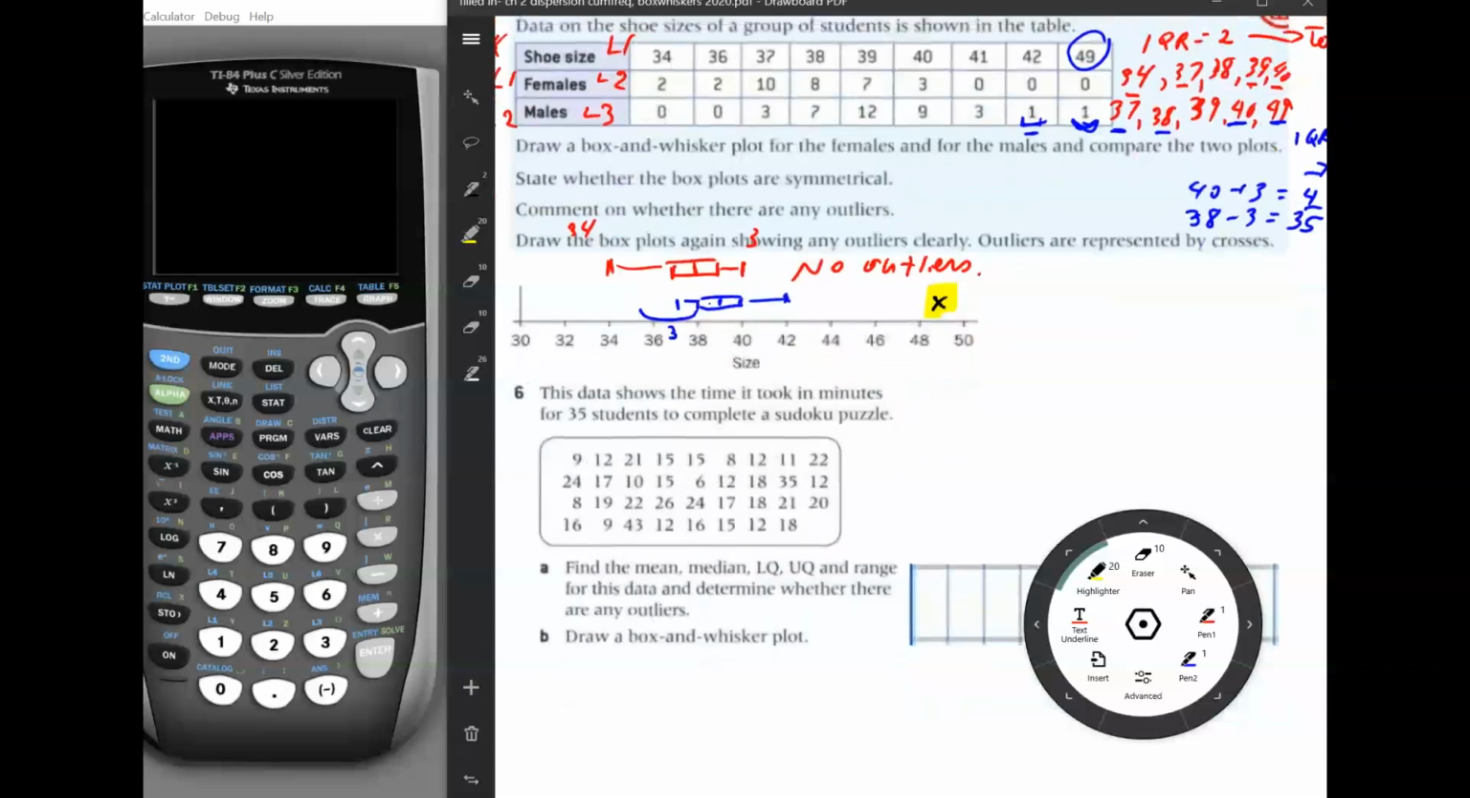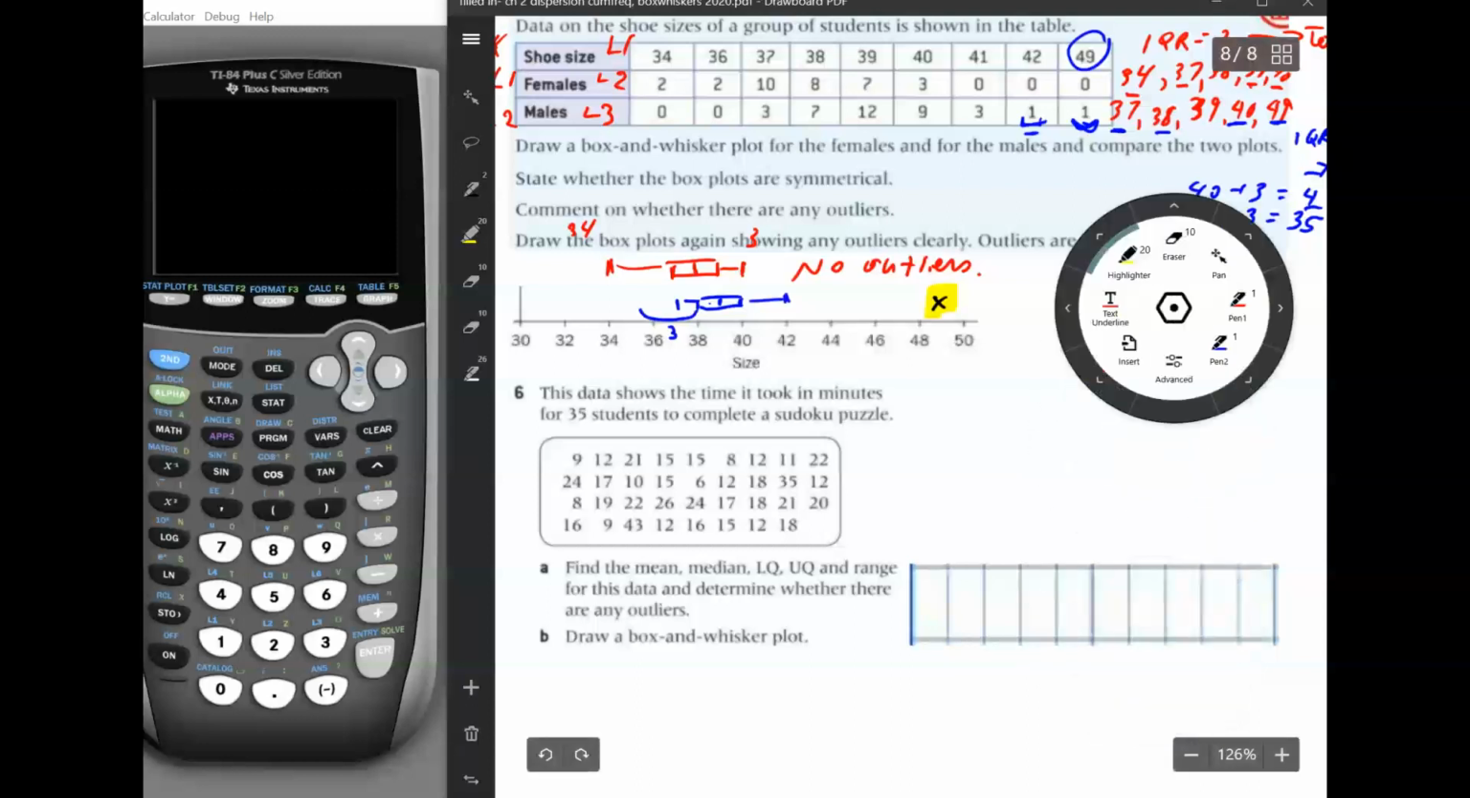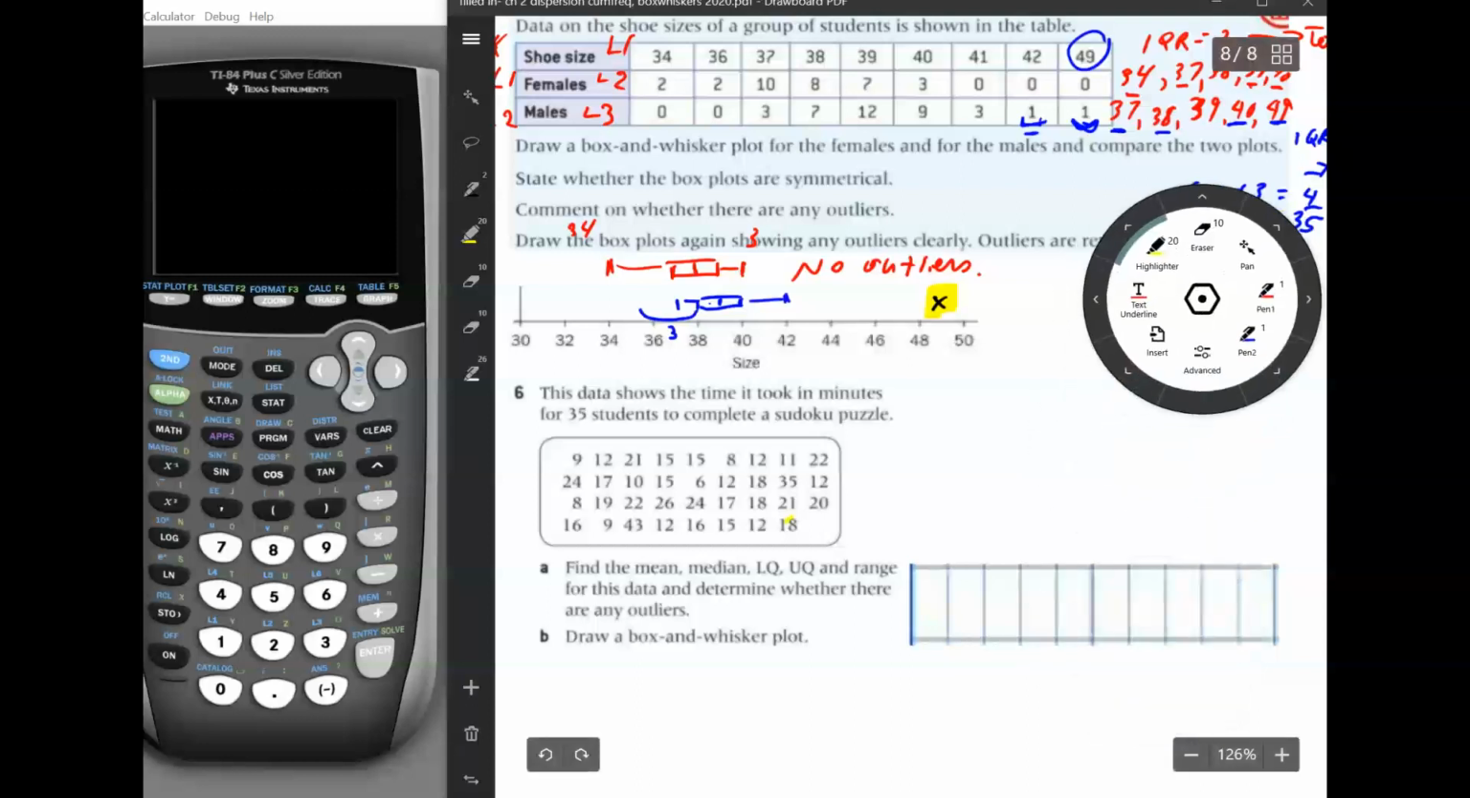All right, let's go to the last problem. This data shows the time it took in minutes for 35 students to complete a Sudoku puzzle. And of course, they gave it to us completely out of order, which creates a little bit more work on your part. You have two possibilities for how you input this data into your calculator. Just like before, we need to put it in our calculator to easily find our 5-number summary. If you were going to do it manually, obviously you're going to put all these in order. If you were going to make L1 and L2 with a frequency table, obviously you want to put everything in order.